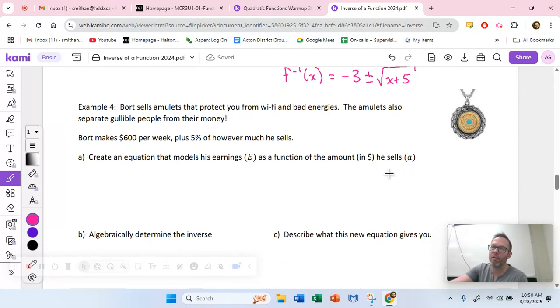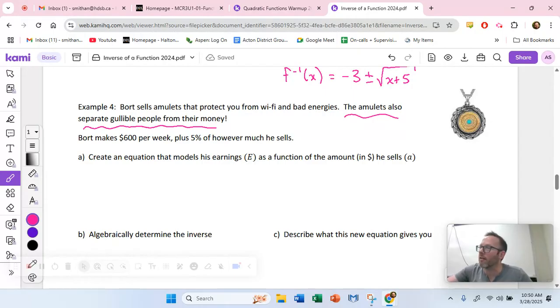I'm going to tie things back to your grade 9 course. So Bort sells amulets that protect you from Wi-Fi and bad energies. Apologies if you are wearing an amulet like this right now, because of my comment here. John Tavares wears these amulets, so that's why I made this question.